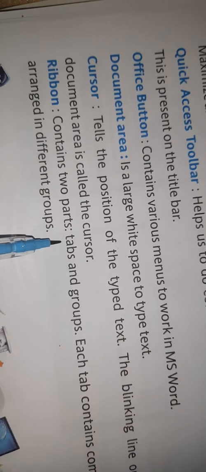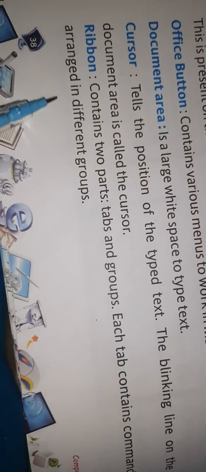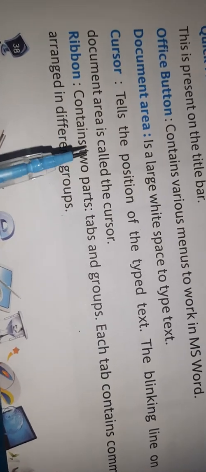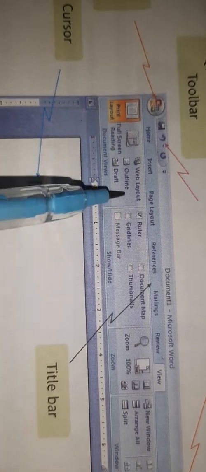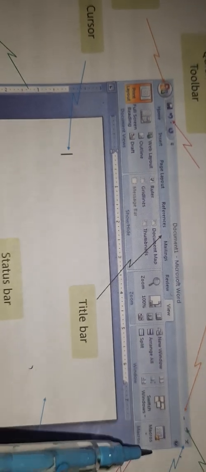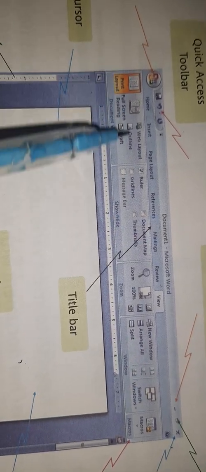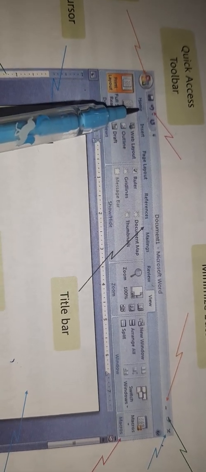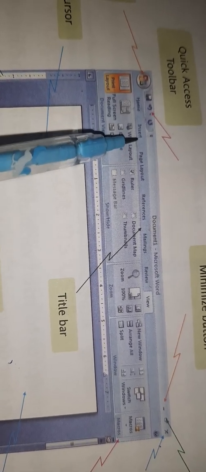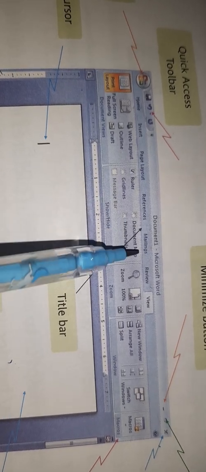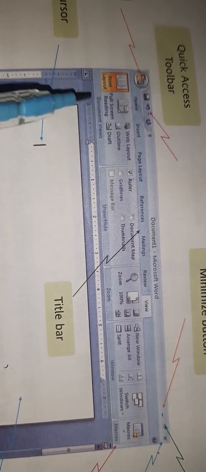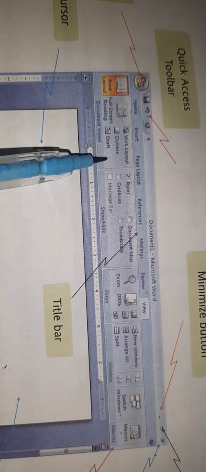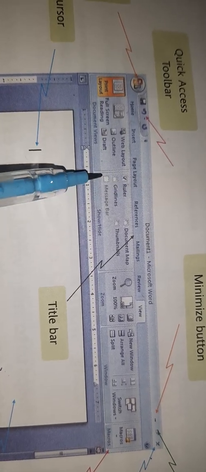Then ribbon. Ribbon contains two parts, tabs and groups. Each tab contains commands arranged in different groups. Ribbon is this complete whole part. Okay children, this whole part is the ribbon. These are various tabs: home tab, insert tab, page layout, references, mailings. These are various tabs, and these are the various groups under these tabs.